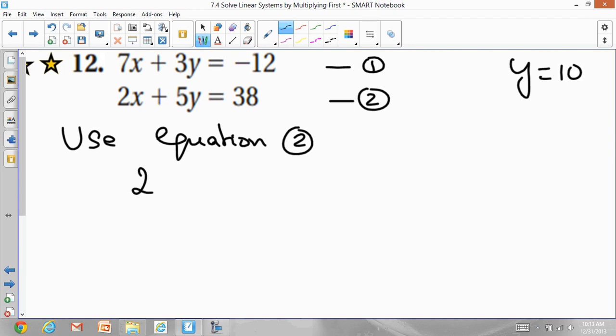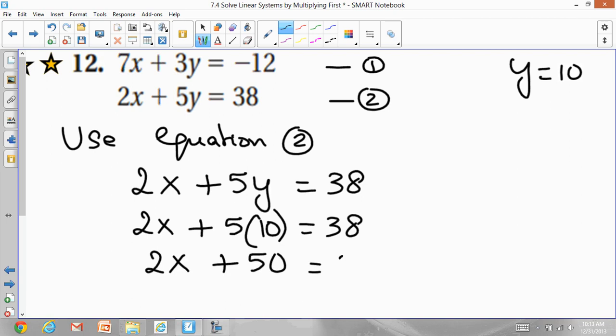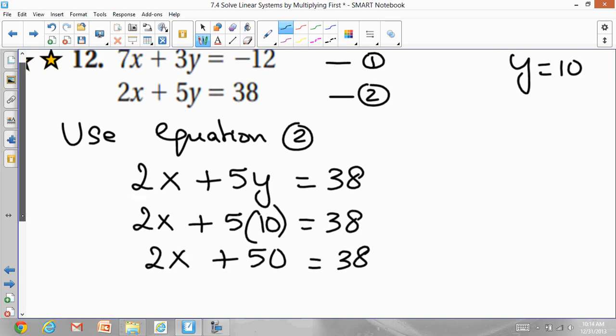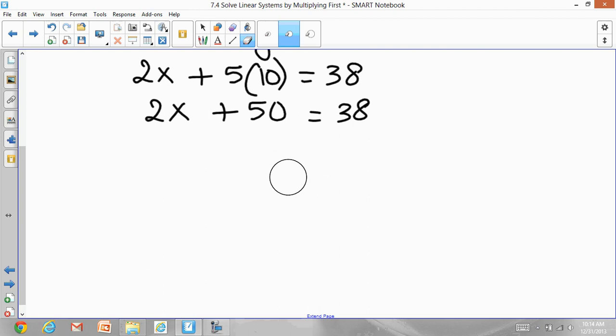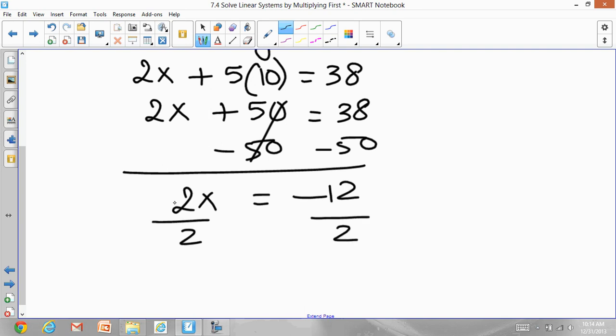So using equation number 2, 2x plus 5y equals 38. So you get 2x plus 5 times 10 equals 38. So you get 2x plus 50. So this is solving a two-step equation. Minus 50 on both sides. This is your one-step equation. Divide by 2. And you get x equals negative 6.